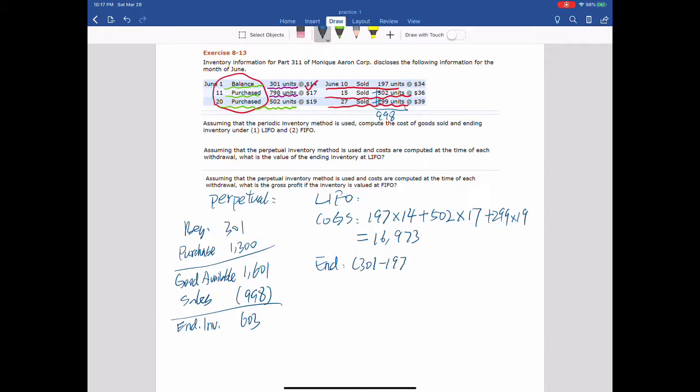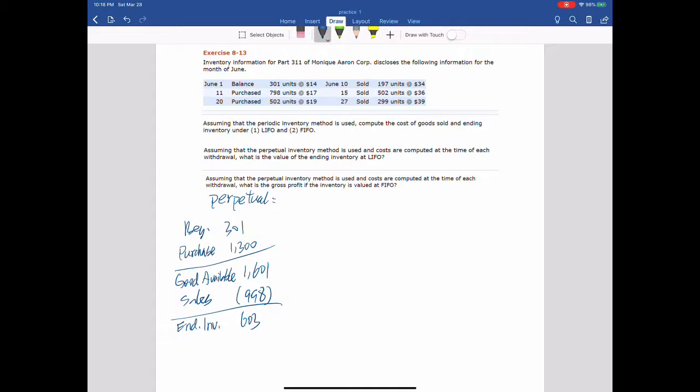The ending inventory is actually the 301 beginning balance. This is the units sold, so this is what's left. The cost is 14,798. Subtract the inventory sold, 17. The last one is 502. Subtract the inventory sold, multiplied by 19. So the ending inventory will be 10,345. The last question is the perpetual method, FIFO.